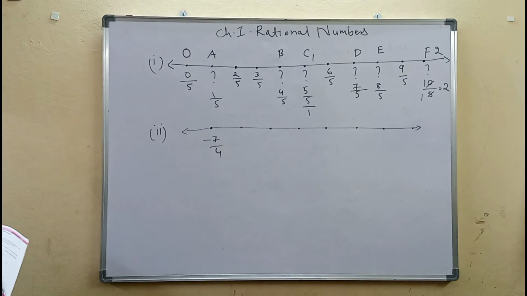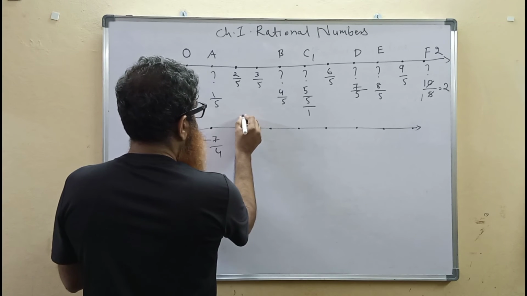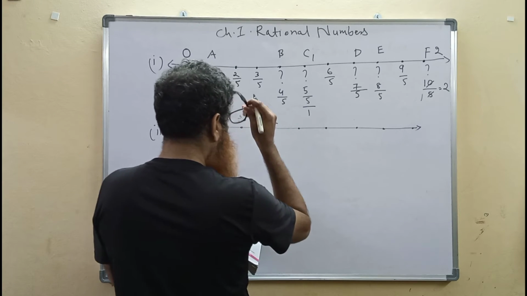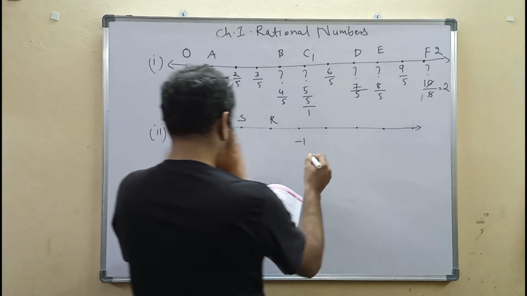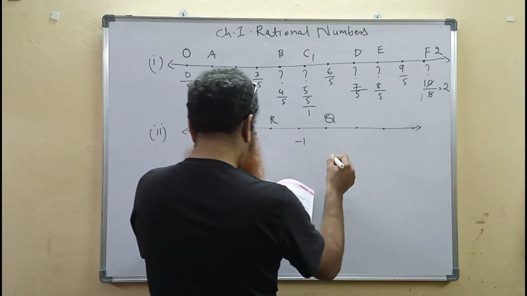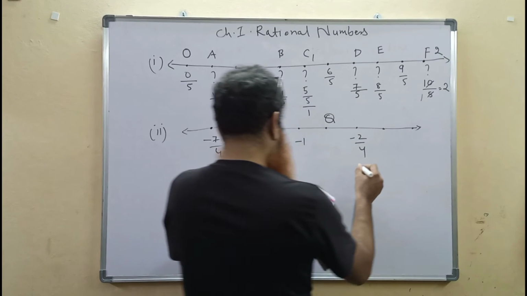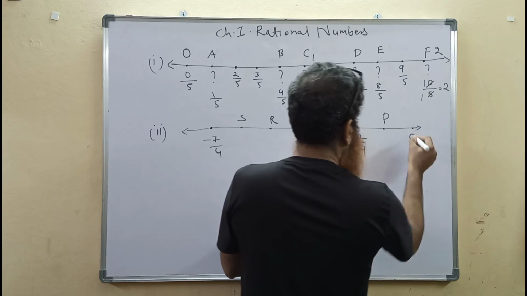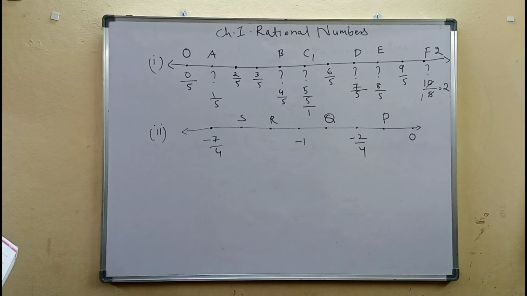It is 4 here, so it should be 4 equal points here. Then S is to be found, then R, then the next one is given as -1. The next one we need to find is Q. Then it is -2 by 4. Then P we need to find. Then it's given 0. So these are actually negative integers we need to find.